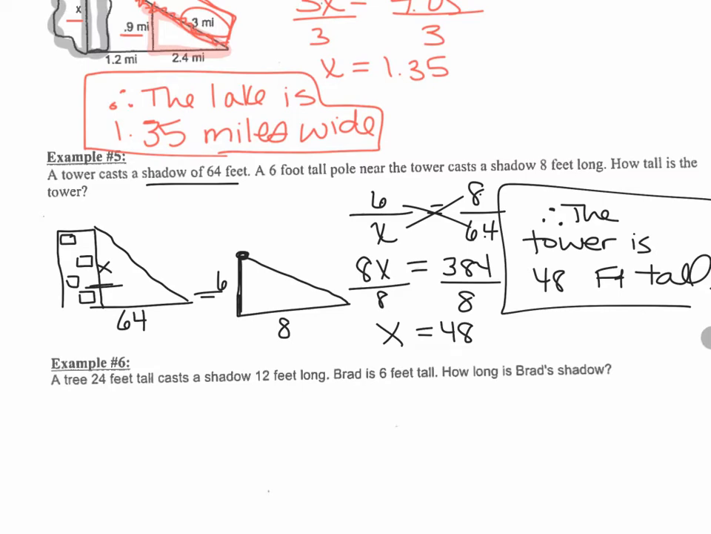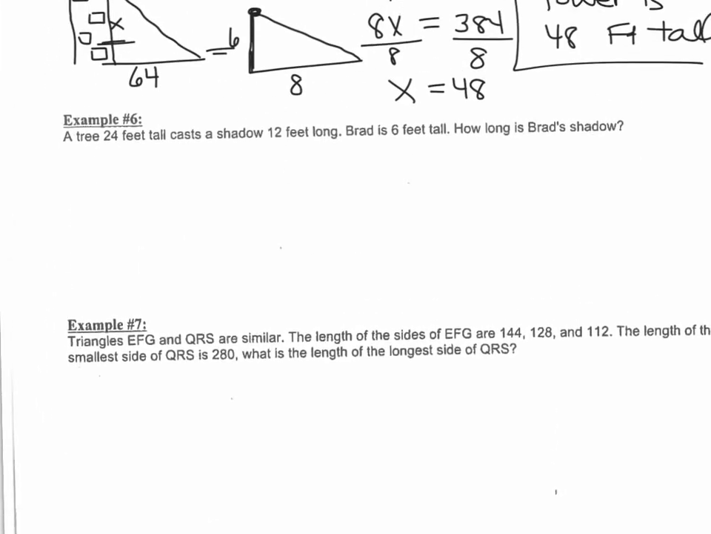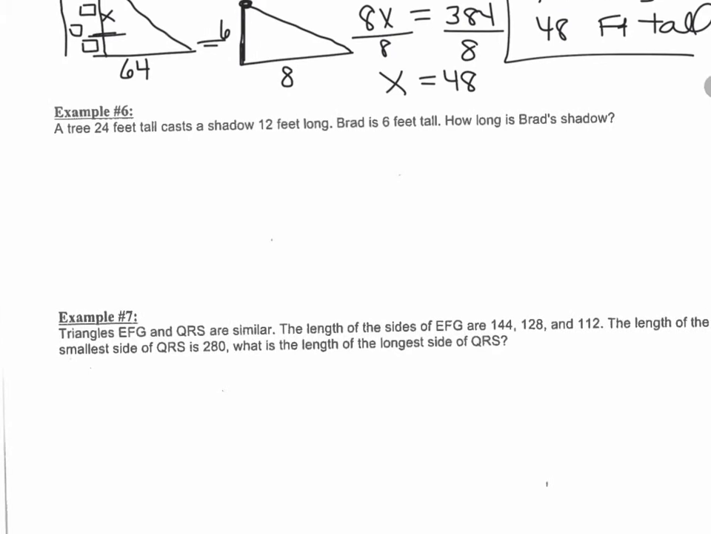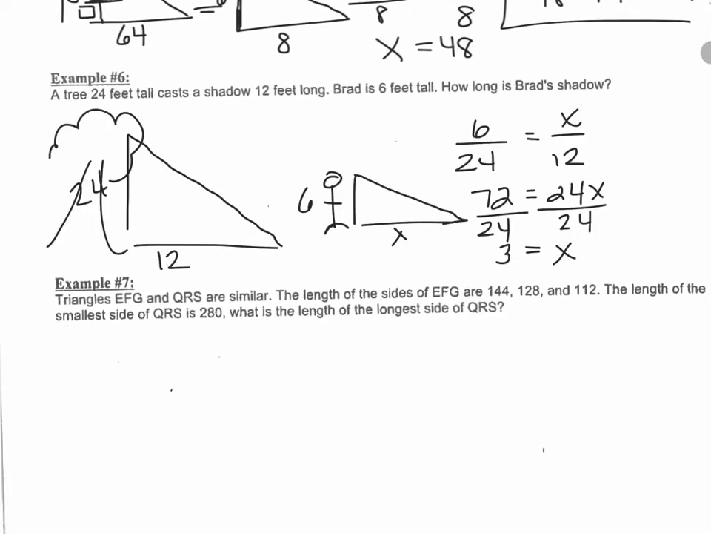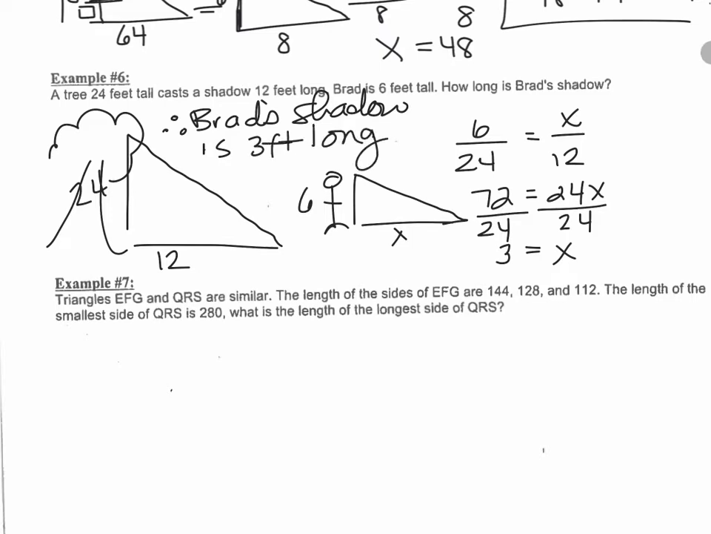So I want you to go ahead and pause this video, and I want you to try 6 and 7 on your own. When you finish 6 and 7, go ahead and unpause this video, and the answers will be on the screen for you. So if you notice, I put up example 6 as answer, x is 3, which means I now have to just write my therefore sentence. So I can say, therefore, Brad's shadow is 3 feet long.